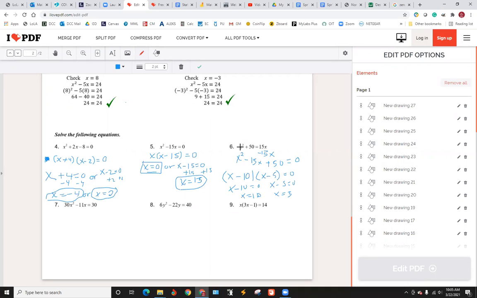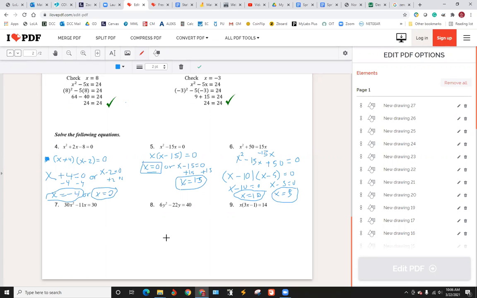So 100 plus 50, it's 150. And then if you put 10 over here, 15 times 10 is also 150. So 150 is equal to 150. So 5 squared is 25. 25 plus 50 is 75. 5 times 15 is also 75. So those both work. All right.